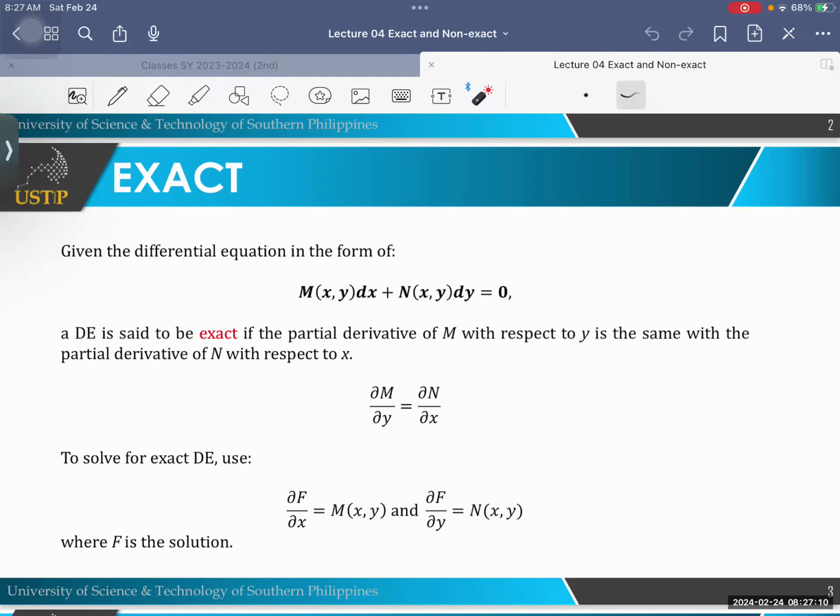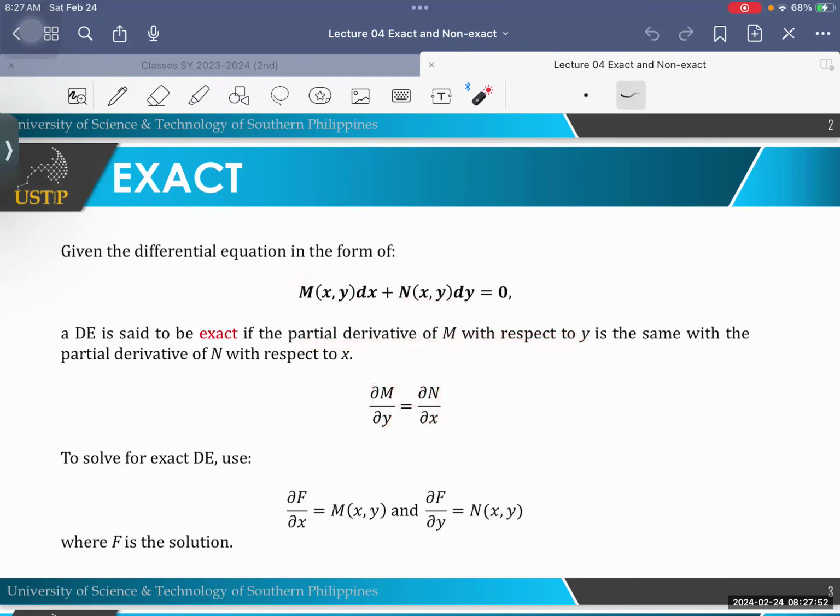Pero what if dili siya variable separable and dili siya homogeneous? So this is the time na strictly gyud ang i-follow nimo is the process of solving an exact differential equation. But first, how do we know if your differential equation is exact? So, we already established no nga mao ni atong form sa atong differential equation, M dx plus N dy is equal to 0. So, a differential equation, class, is said to be exact if the partial derivative of M with respect to y is the same with the partial derivative of N with respect to x.